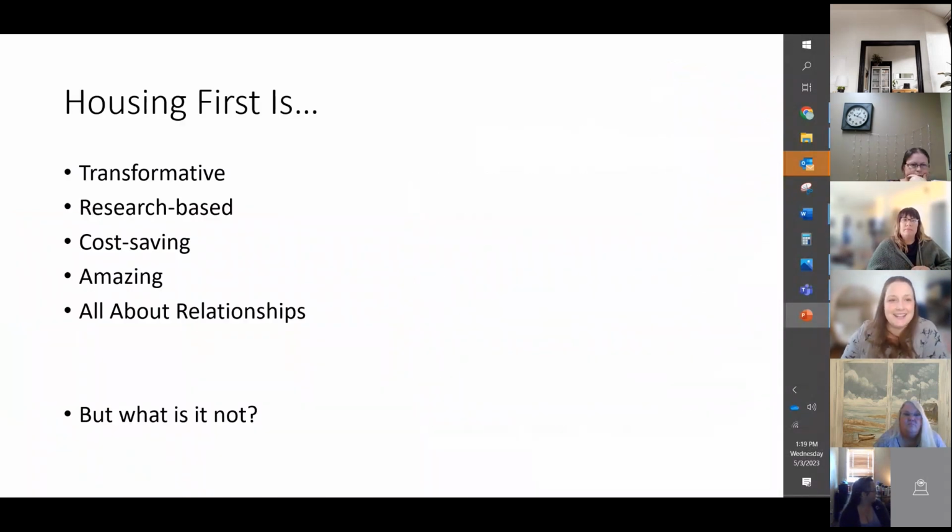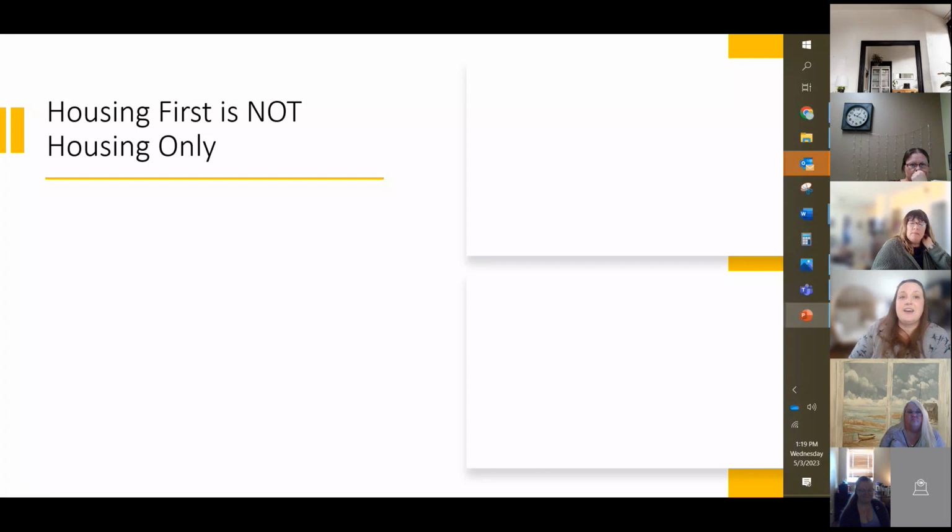So Housing First is transformative, it's research-based, it saves money, it's amazing, and it's all about relationships. But what is it not? Housing First is super not housing only. I was at the Pathways to Housing conference, or no. That is not the actual term of it.